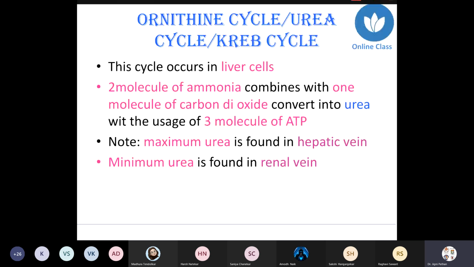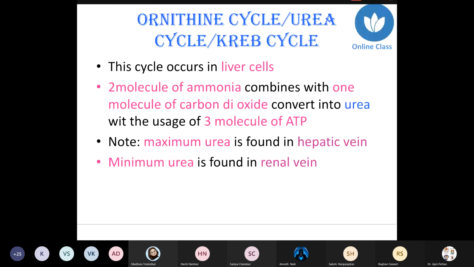Okay. Now you know that ammonia is converted to urea so that the water usage is less. So where does it happen? It happens in the liver through a cycle called the ornithine cycle, urea cycle, or Krebs cycle.